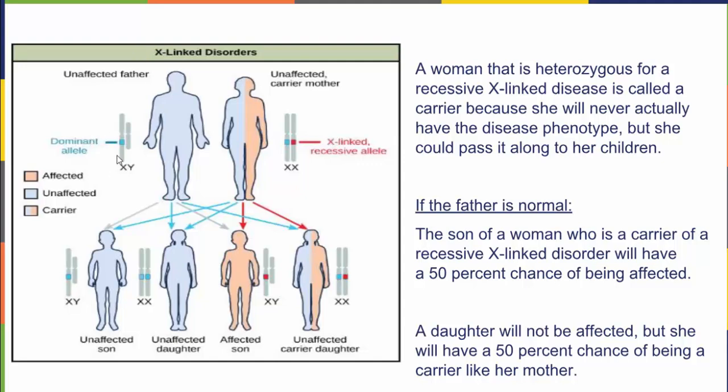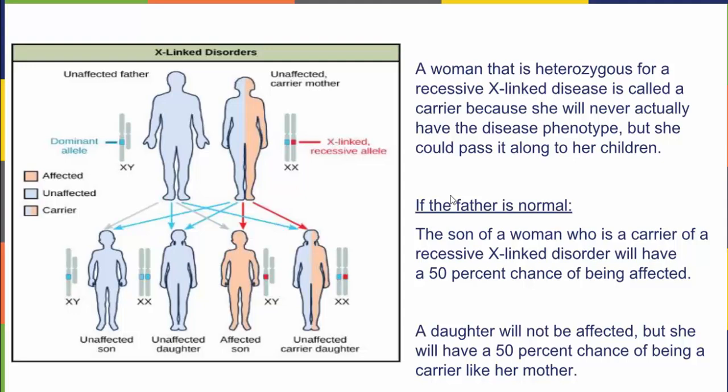The father is hemizygous dominant, so he had the Y and he had the dominant allele, which was the unaffected. The mother had two X's and she was a heterozygote. So this is the same example from the previous slide. If the father is normal, that means that the son, if they have one, is going to be 50-50 having the disease or not having the disease.